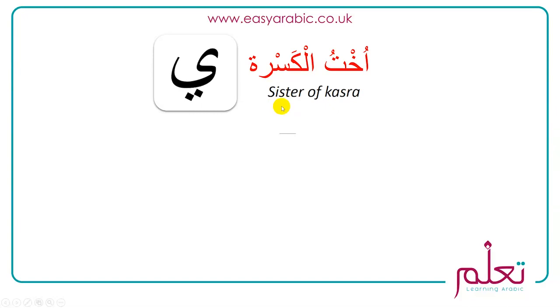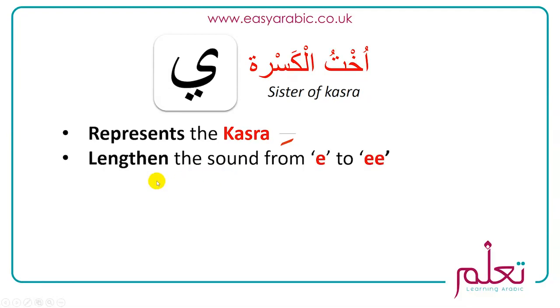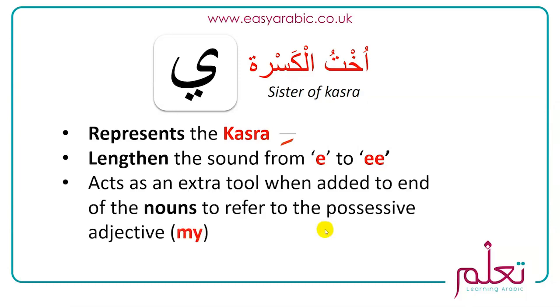If we look now at the ukhtul kasra, the sister of the kasra, the ya represents the kasra, and it lengthens the sound from short e to long e. It also acts as an extra tool when added to the end of nouns to make a possessive adjective. For instance, ism, which is the name, when we add the ya to the end, becomes ismi, which means my name. So the ya, when added to the end of a word, creates the possessive adjective, my.